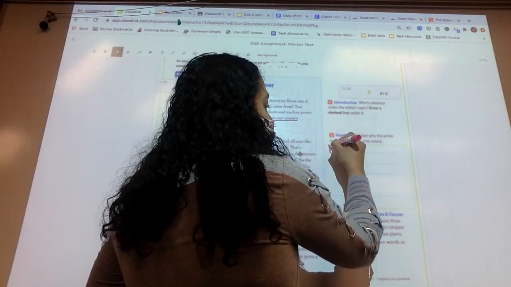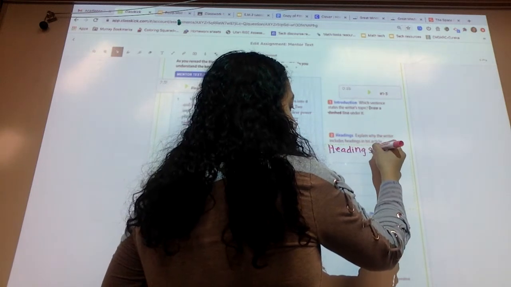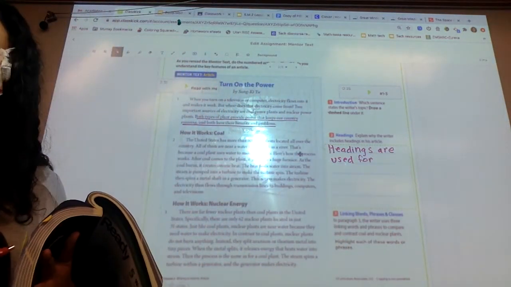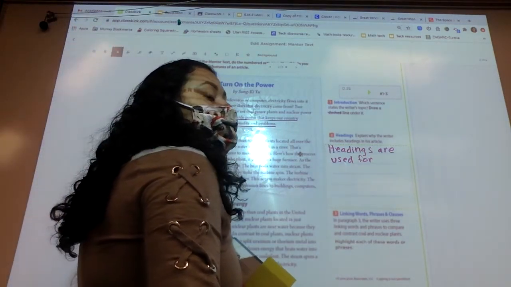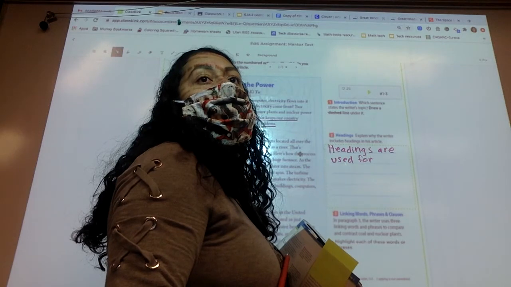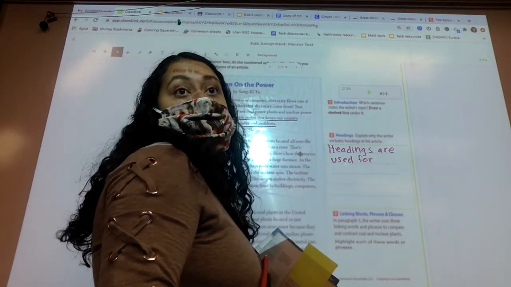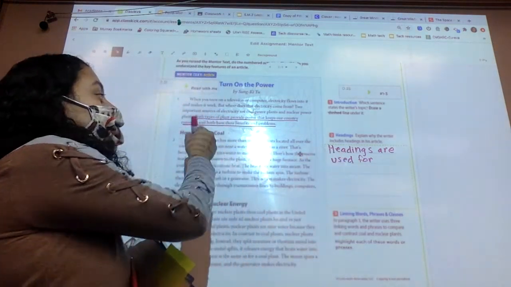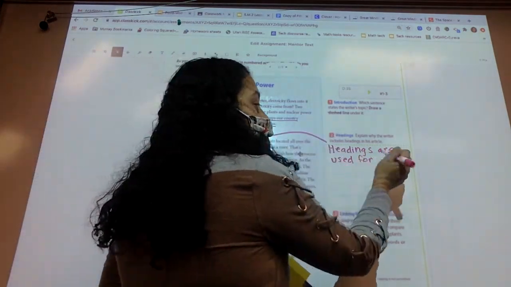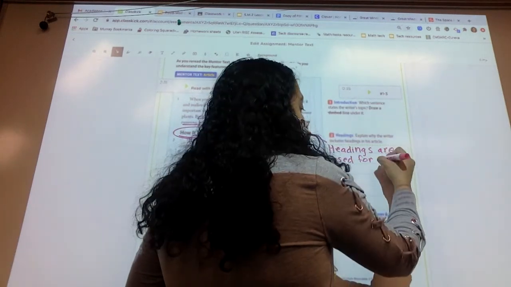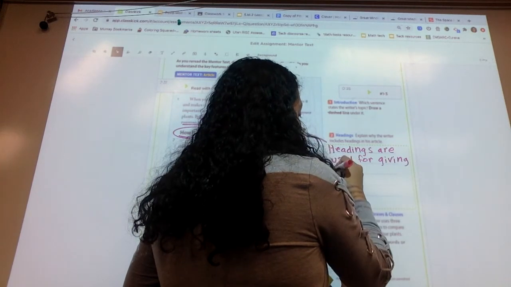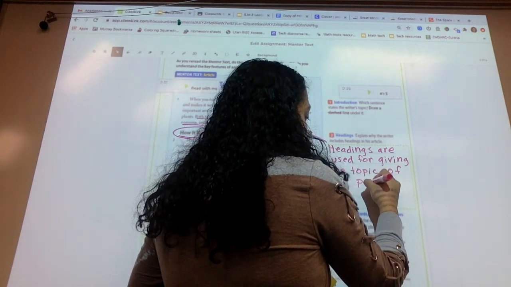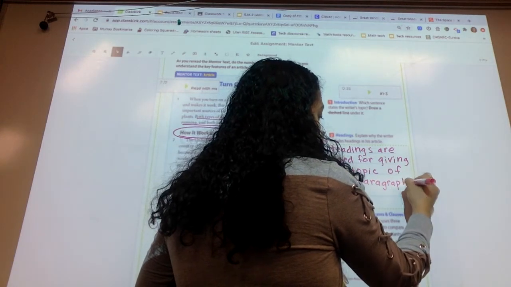Okay. So headings, writing it down, are used for giving the topic of the paragraph. Period. Elian writing, Dylan writing, Thomas writing please, Sophie writing please, thank you Emma, thank you Mohammed, thank you Bo, thank you Ariana. Headings, these ones, are used for giving the topic of the paragraph.